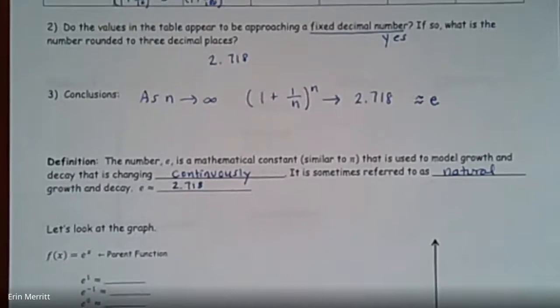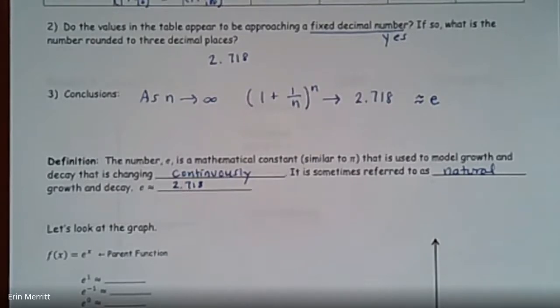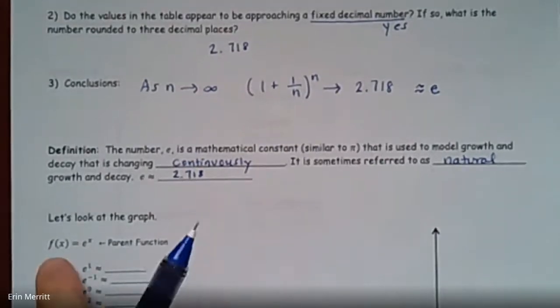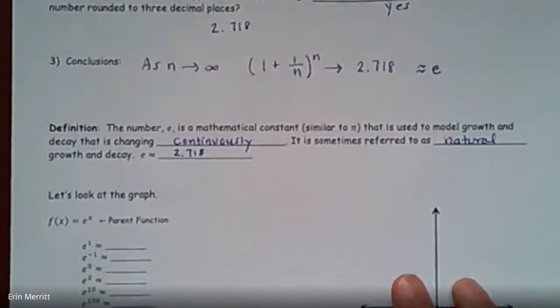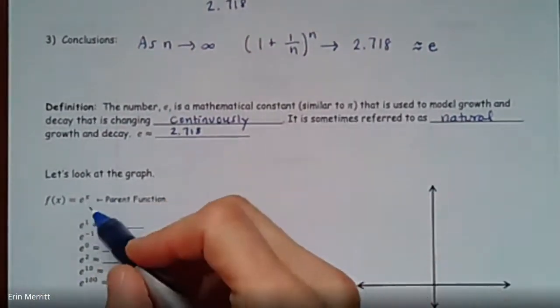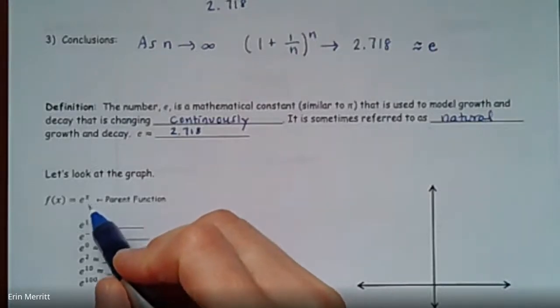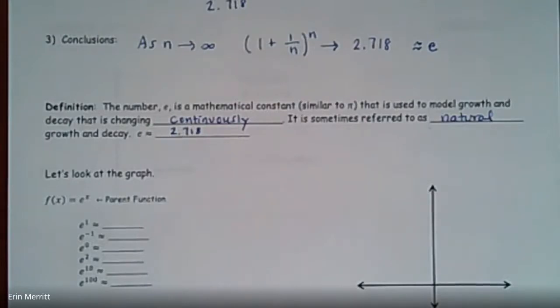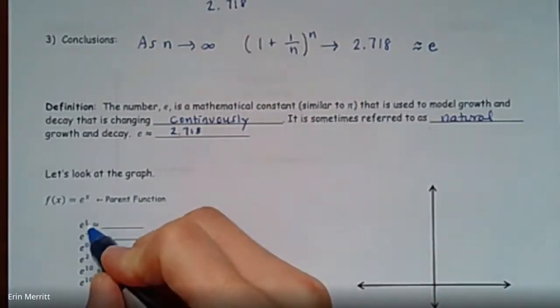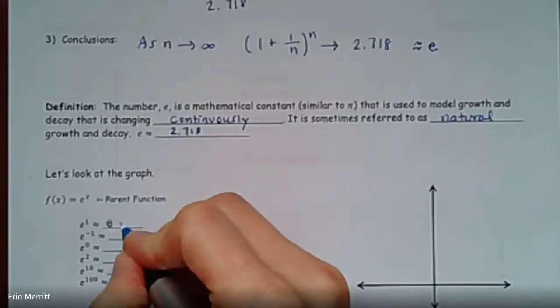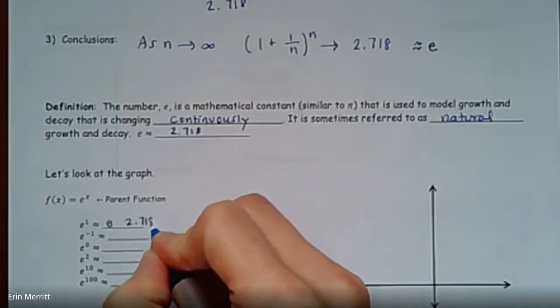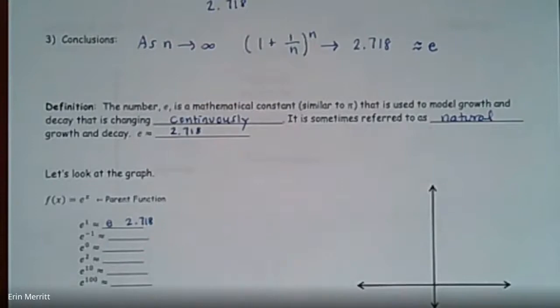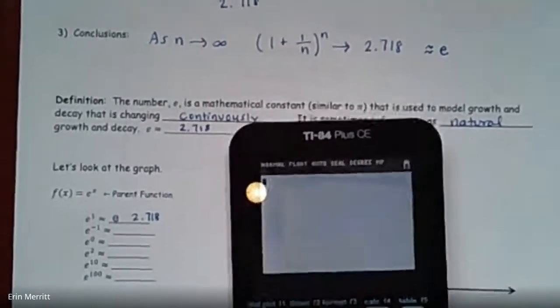Now, that means there is an e button on the calculator. It gets its own special little button here, which we will talk about in just a second. So the parent function, if we look at what does this look like to graph it? Well, you know what y equals 2 to the x or 3 to the x looks like. So having a base of e, it's going to look really, really similar. And so if we think about e to the first power, that would be e itself, or about 2.718.